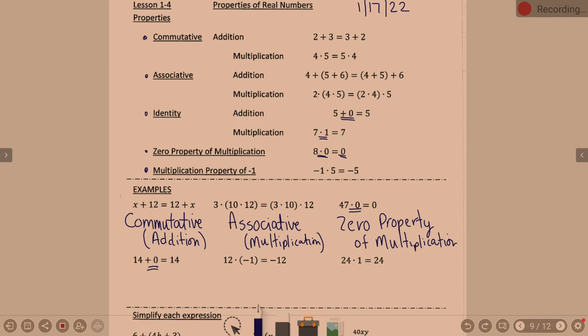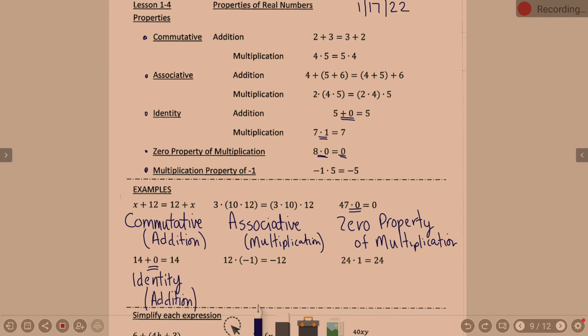Don't overthink this. What do we see here? We see a 0, specifically addition, plus 0. Where do we see a plus 0 here? The identity, whatever that word is. Identity? Yeah. Identity property of which? Addition, right? Okay. This is our identity property of addition, because that says when you add 0 to something, guess what? It stays the same.